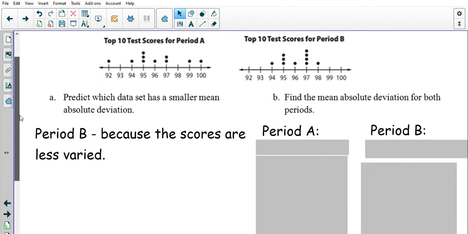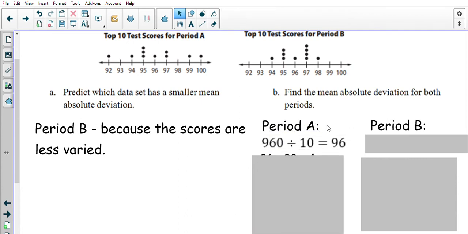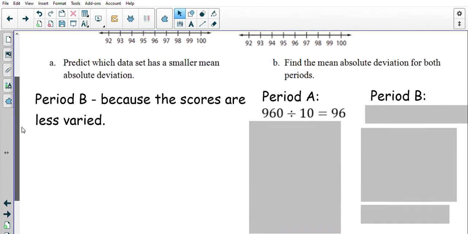So for period A, let's begin by finding the mean of those scores. Feel free to pause the video and do that on your own. So the sum of period A's scores will be 960. Make sure you're doing 92 plus 94 plus 95 times 3 plus 96 plus 97 times 2 plus 99 plus 100. Do not include 98 or 93 there because there are no dots. So the sum is 960. Divide by 10 since there are 10 scores to get an average or a mean of 96. So the mean score for period A is 96.